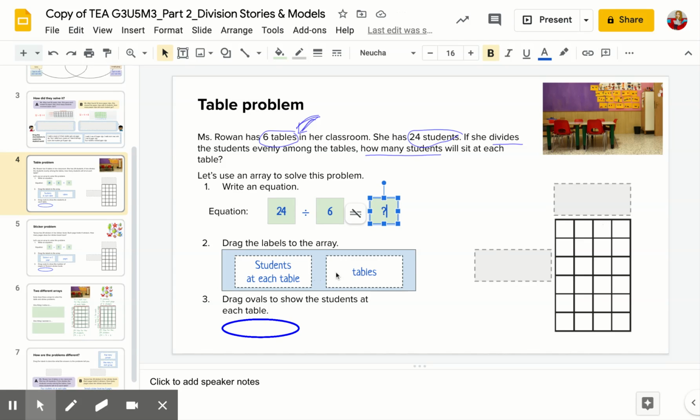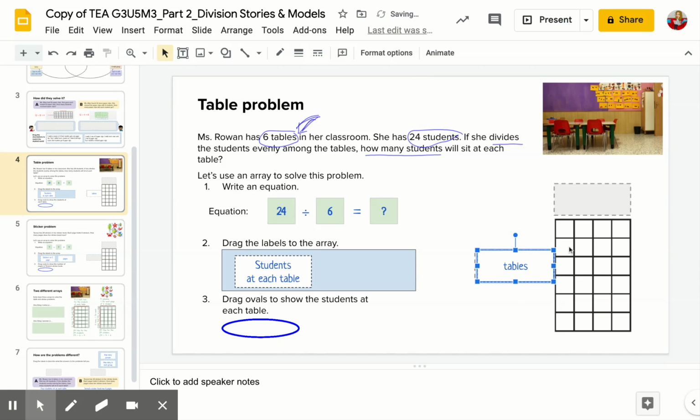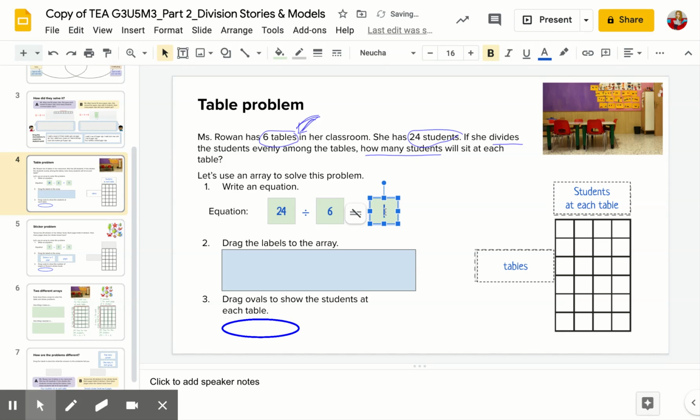So there are 6 tables, 1, 2, 3, 4, 5, 6, and this array shows 1, 2, 3, 4 students at each table. So the answer to this problem is 4. And because we know our multiplication facts, we know that 6 times 4 equals 24.